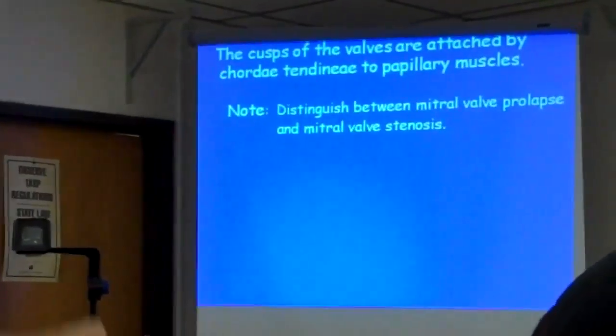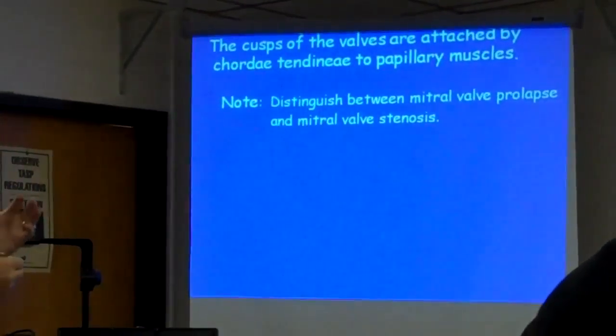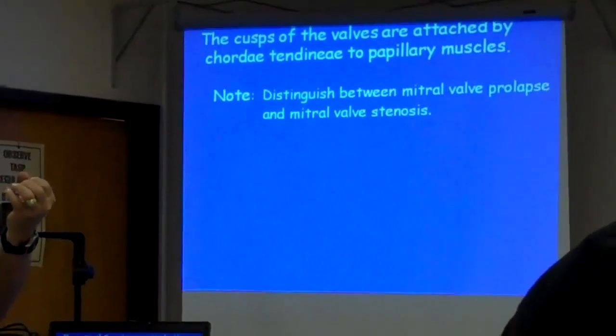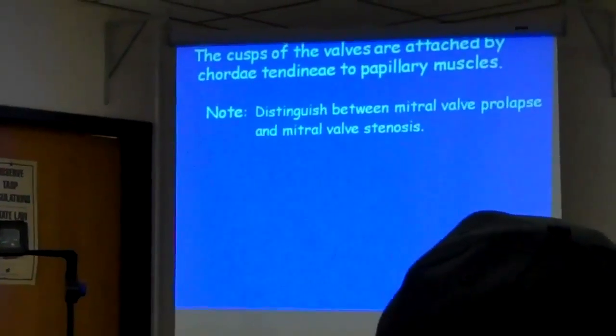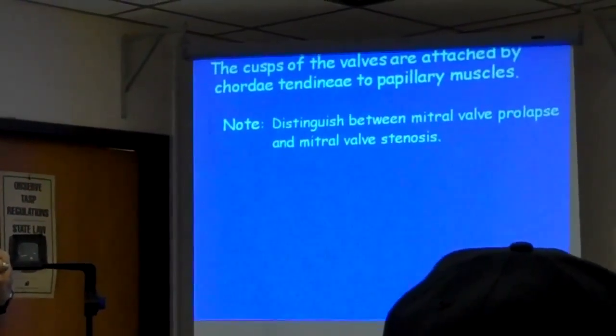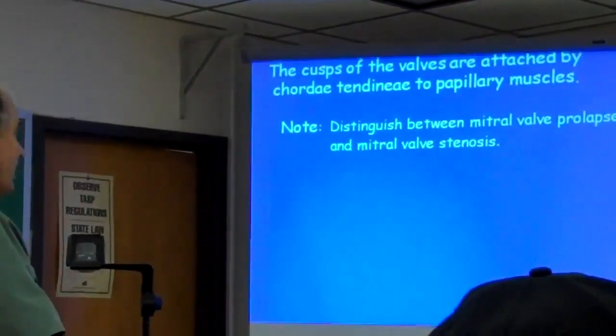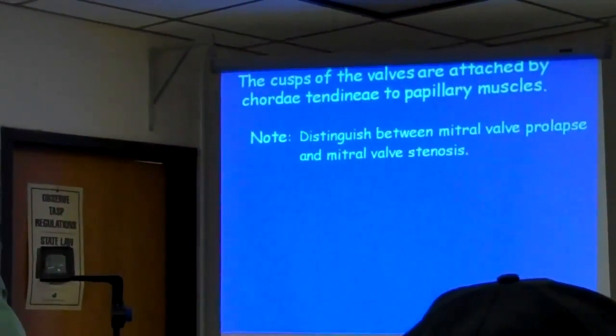Anyway, mitral valve prolapse is when the valve leaks like this. A stenosis is when it's narrowed and doesn't work right. That's stenosis, when there's narrowing of the valve. Prolapse is when it flops back up and leaks. That's prolapse. And many times they have to do surgery in both situations.